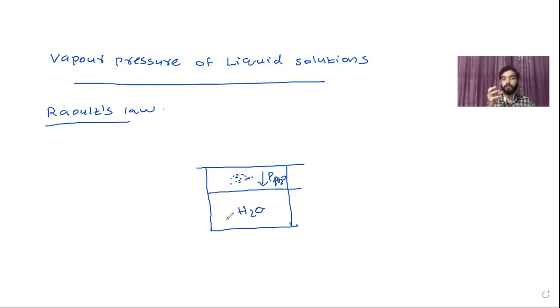Okay, so vapor pressure is the pressure exerted by a gas on its own liquid surface. If you have water in a beaker, what is the pressure exerted by the water vapors on its surface? Okay, that is vapor pressure.